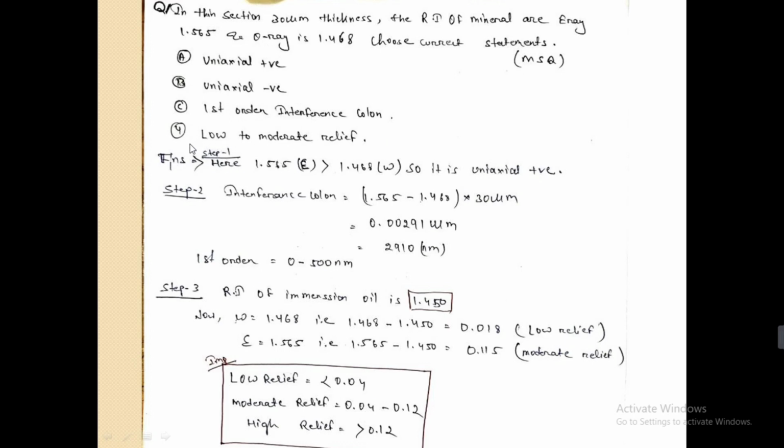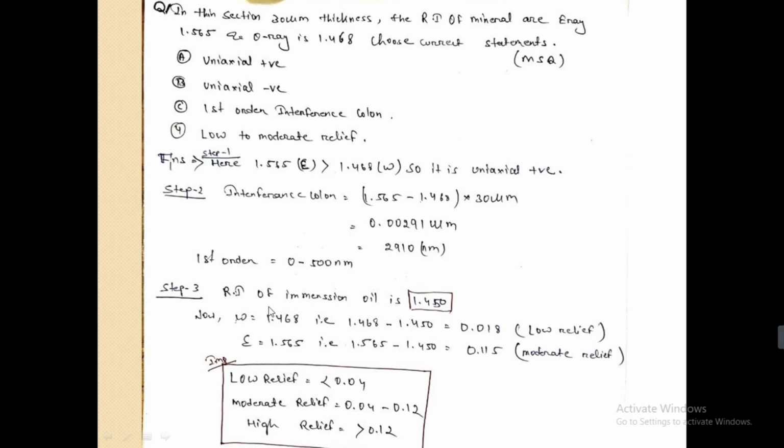Now in this question I will give you the best explanation of the perfect answer. We know that for negative, omega is more than epsilon. Here epsilon is greater than omega, so it is a uniaxial positive mineral. So the negative option is wrong and this is the correct option. Then moving to interference color. First order interference color is in the range 0 to 500 nanometer. But in this case, the difference of the refractive index times 30 micrometer gives 2910 nanometer. So this option is wrong.